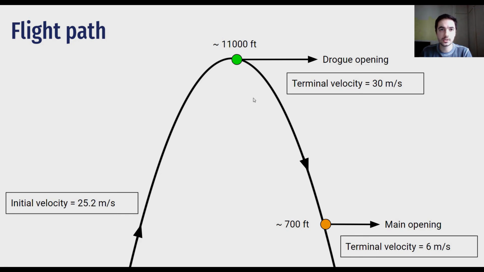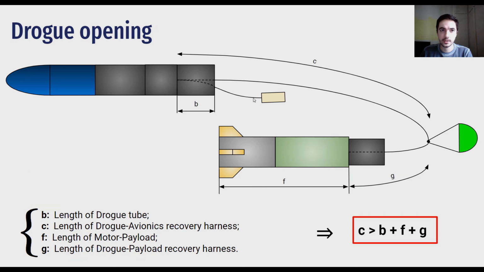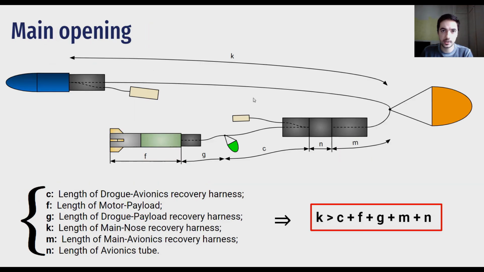Besides all this process, our team needs to ensure that no part of the rocket collides with each other during the opening of the parachutes. To accomplish this, we consider the following stages of the flight: the split during the drogue activation, the drogue opening, the split during the main activation, and the main opening. For each one of these stages, we scale the respective shock cords so we can be sure that parts won't collide with each other.